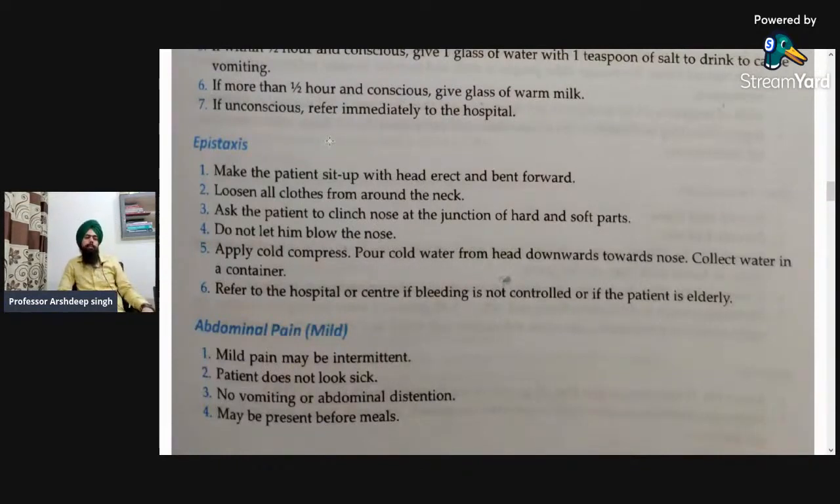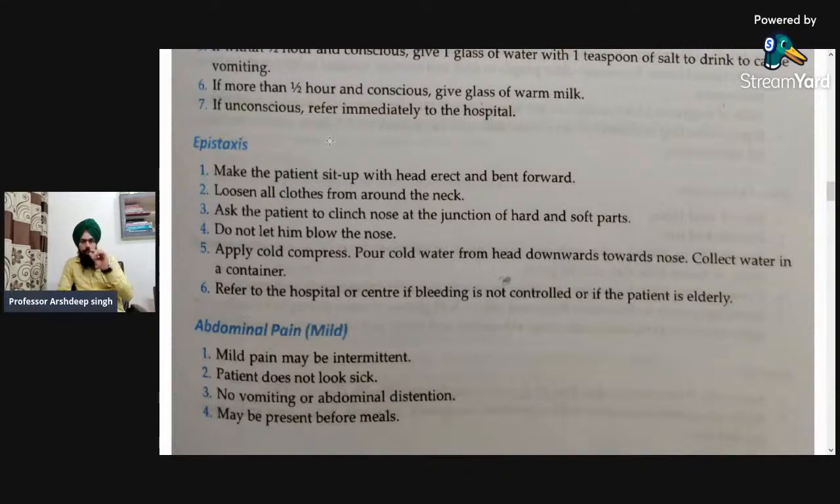Make the patient sit up with head erect and bent forward. Loosen all the clothes from around the neck. Ask the patient to clench the nose at the junction of hard and soft parts. The person has to clench his nose. Do not let him blow the nose. He or she just has to clench the nose, but not blow any air pressure in that.